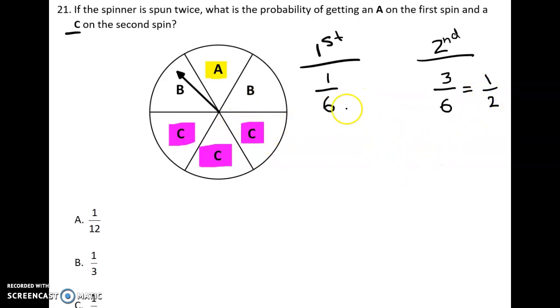spin. Now, because these are independent events, meaning that the outcome of the first one doesn't affect the outcome of the second one, we're going to be multiplying those two together. So I would take a 1/6, multiply that by 1/2, multiplying the numerators I get 1, multiplying the denominators I get 12. So I have a 1 in 12 chance of spinning an A on the first spin and then getting a C on the second spin.